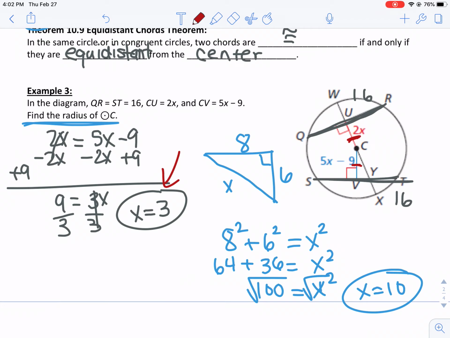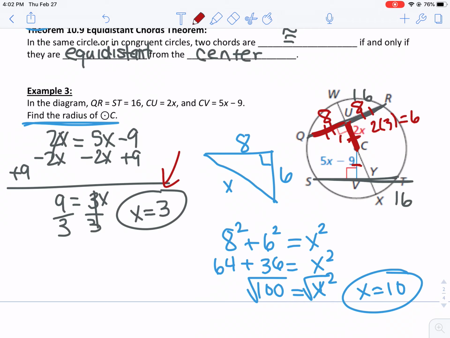But that didn't answer my question. My question was, I want the radius of the circle. And this little piece here is not a radius. So I said, all right, well, let's plug that in. So 2 times 3, that gives me 6. So I know that I've got this little side being 6. Well, from earlier, we know that if a chord intersects with a diameter, it cuts this piece into half. So since the whole thing was 16, that means this side is 8 and this side is 8.